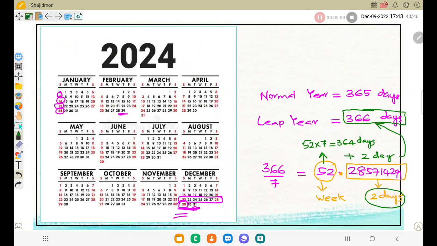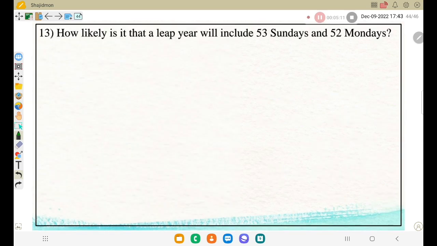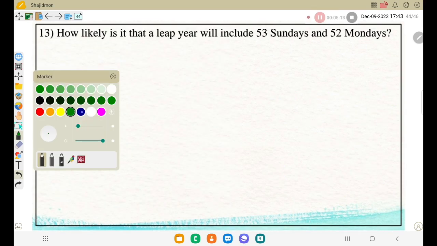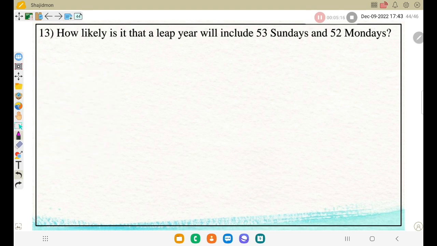Now same model, one more question I can do here. For example, see here. Same idea, small difference only. How likely is it that a leap year will have 53 Sundays and 52 Mondays? Monday should be 52, but Sunday 53. What is the probability? How likely means what is the probability that a leap year will include 53 Sundays and 52 Mondays. We need to calculate that.